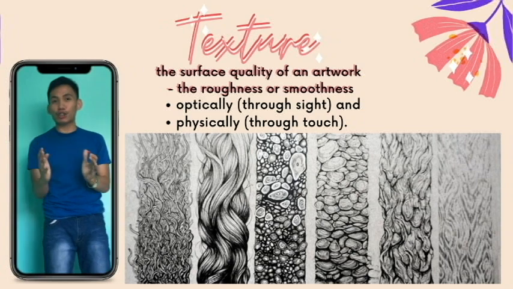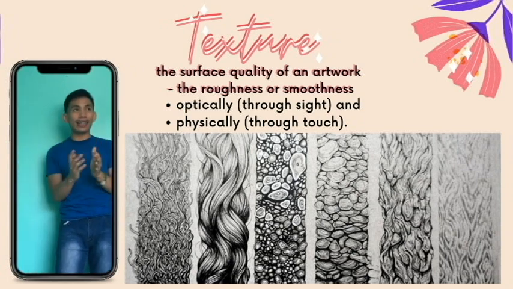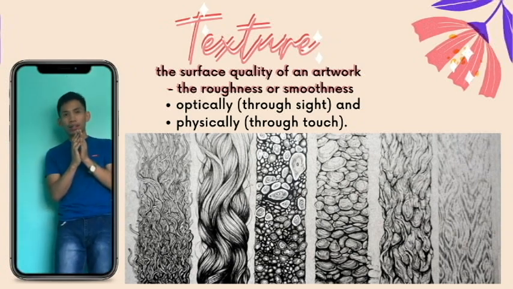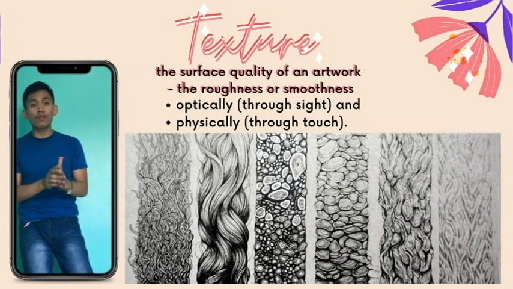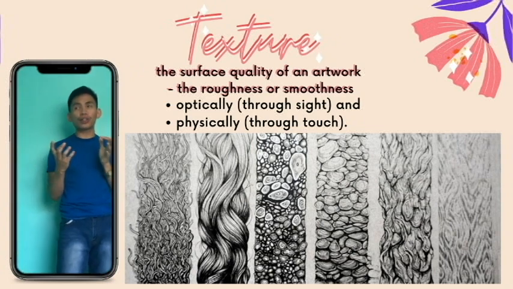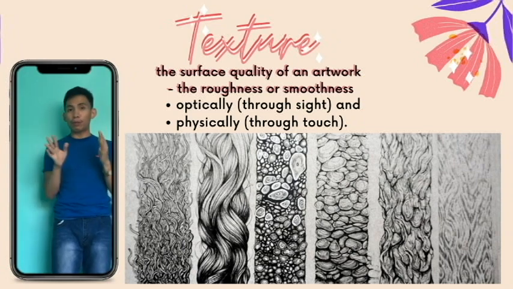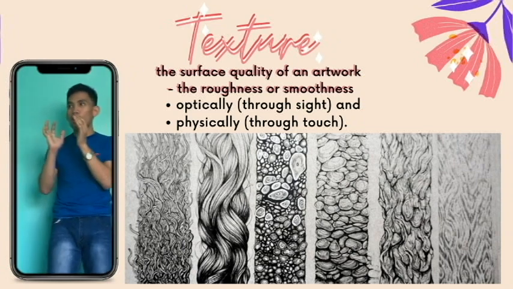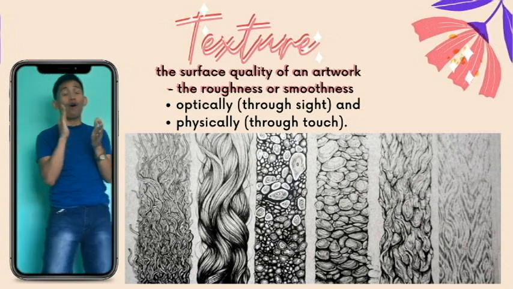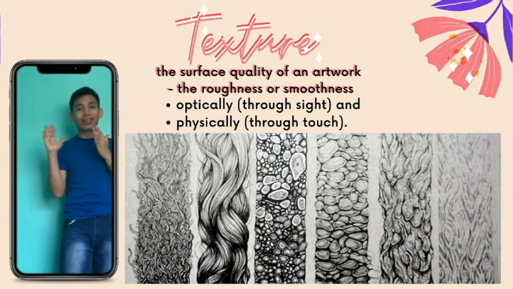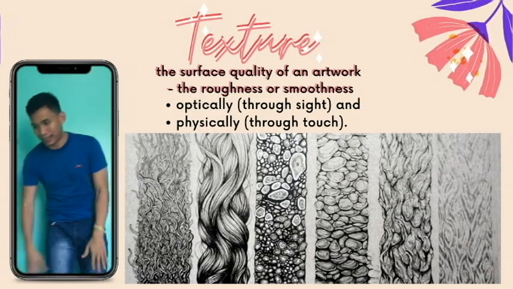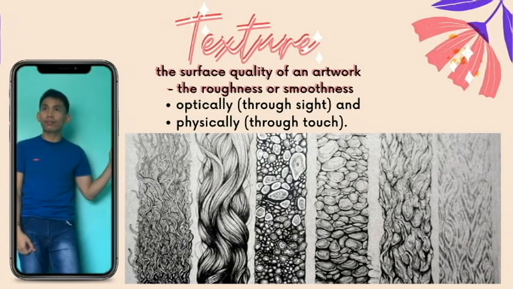Okay, now something about texture. Again, texture is the roughness or smoothness. We can use our eyes and our hands to determine how smooth or how rough the texture of an art is. So let's look at some examples.